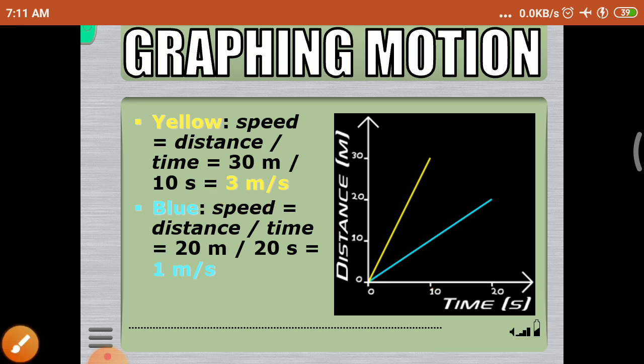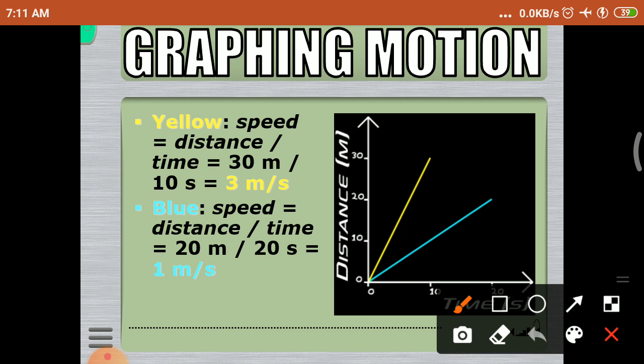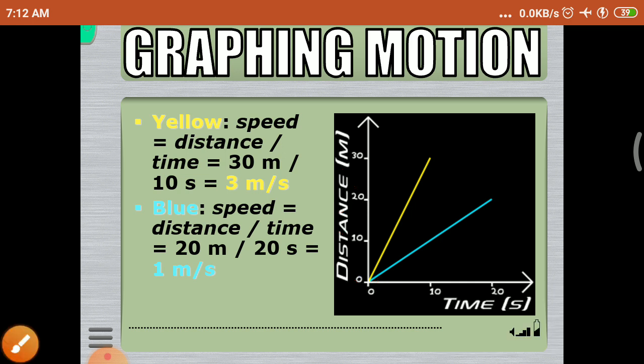If you take the blue line, draw a perpendicular line to the x-axis and also the y-axis. The time interval is 0 to 20, so 20 seconds. The distance is 0 to 20, so the distance is also 20. So I can write the distance, 20 meter, per the time, 20 second. If I divide 20 by 20, I get 1 meter per second.